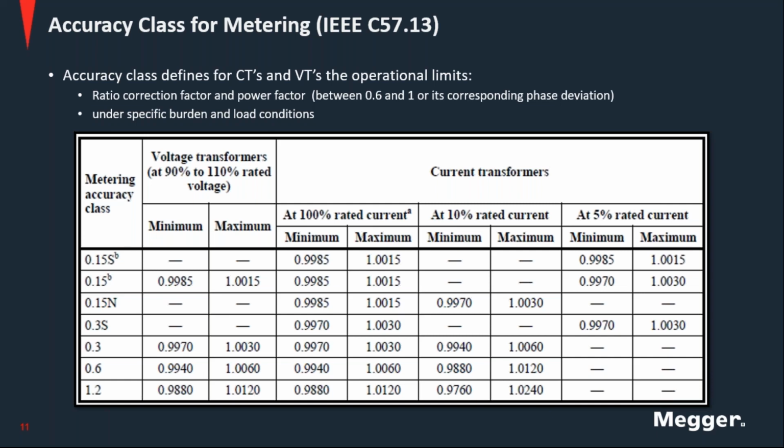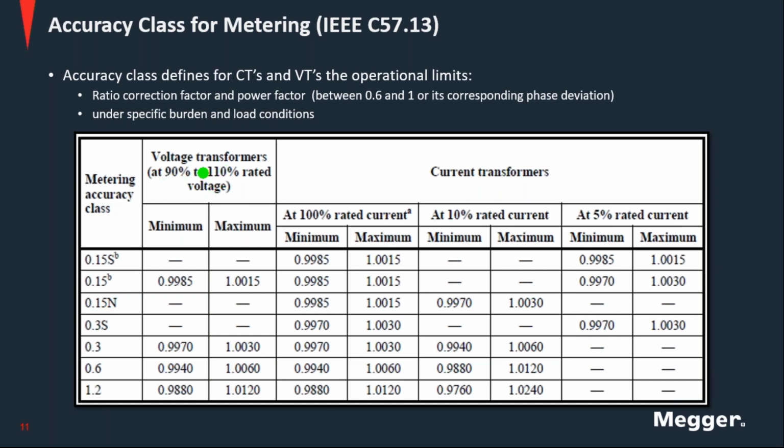So let's look at the table. We have a metering accuracy class definition here: 0.15, 0.15, and 0.3. This is basically telling us the error magnitude, how big the error can be in the transformation of our primary signal. Of course, this is on the positive side and the negative side, so we have a minimum and a maximum, and we have that for voltage transformers and current transformers. We also see that this is specified for specific load conditions.